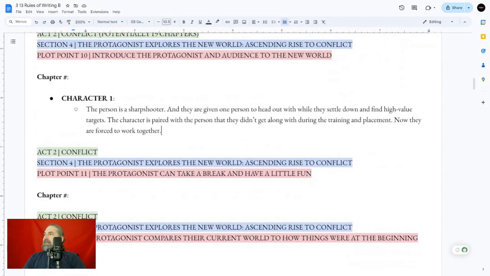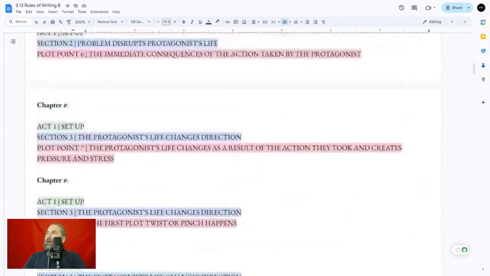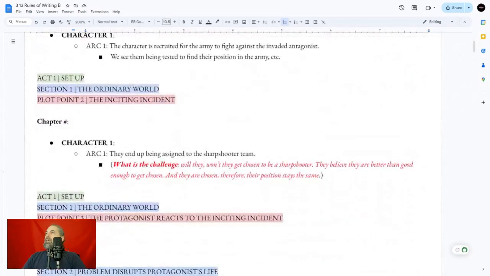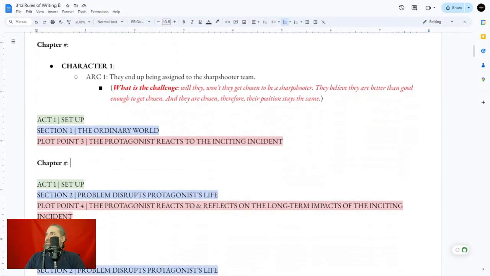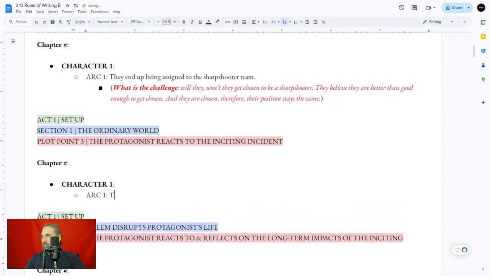All right. We talked about this, okay? And then we look at this and we go, oh, they lost their eye. All right, so now let's kind of fill in some of the blanks, all right? So the characters are recruited for the army to fight against the invading antagonist. We see them being tested to find their position in the army, et cetera, et cetera. They end up being assigned to the sharpshooters. That's the inciting incident. What is the reaction to that? The protagonist reacts to that. They celebrate with the others who have accomplished the same goals too.